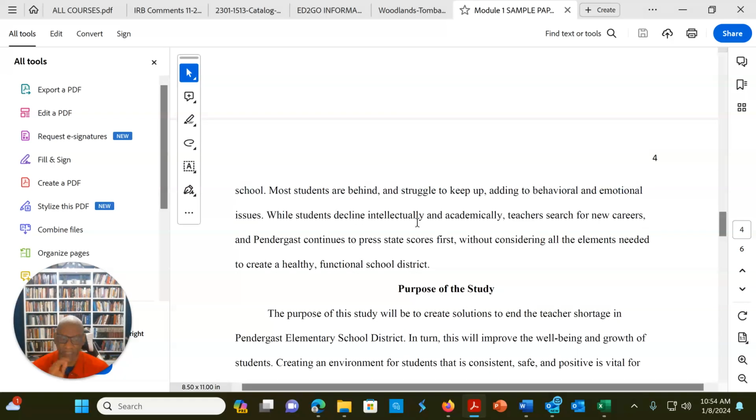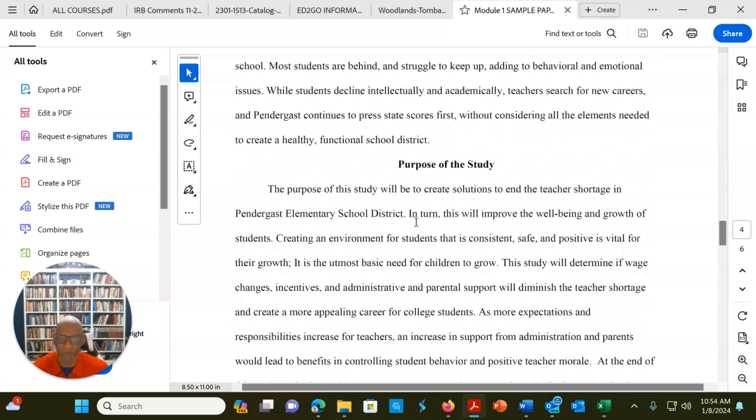Now, that's the problem statement. But what about the purpose statement? The purpose statement is just the opposite. It's going to deal with something that's positive. It's going to deal with solutions. And notice I said solutions, not a solution, because a lot of times it's going to take more than one solution to fix a problem, right?